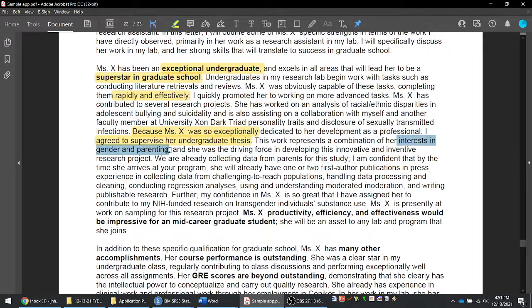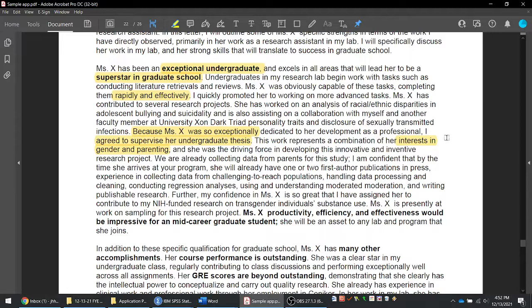"Combination of her interests in gender and parenting." I'll pay attention to this, especially if multiple letter writers speak to this and they say, oh, she's interested in X, but I do Z. I'll be like, wait a second, am I being bamboozled? Is this student just telling me in the personal statement that they're interested in my stuff, but everybody else seems to think that they're really interested in this other thing? I will pay attention to stuff like that.